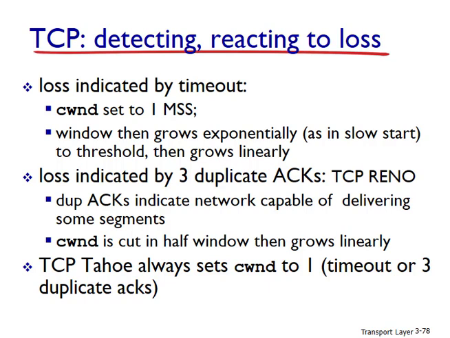Recall, however, that a loss event also can be triggered by a triple duplicate acknowledgement event. In this case, the network is continuing to deliver segments from sender to receiver, as indicated by the receipt of duplicate acknowledgments. So TCP's behavior to this type of loss event should be less drastic than with a timeout indicated loss.